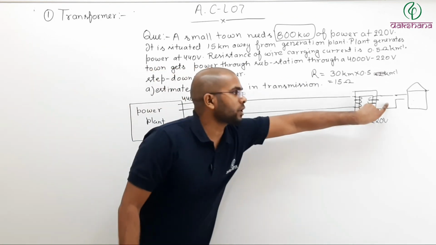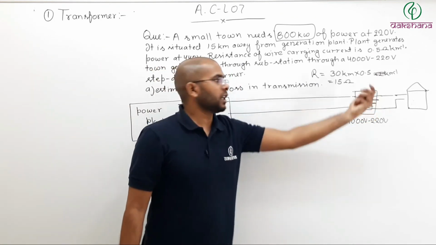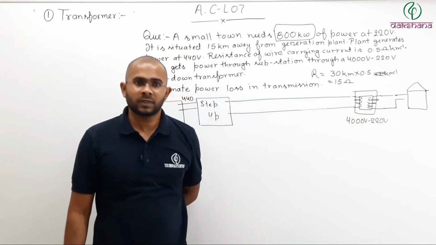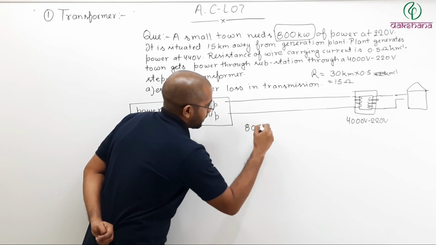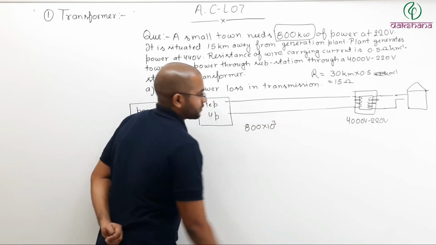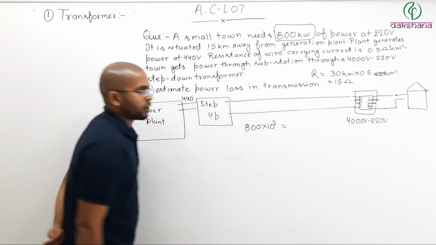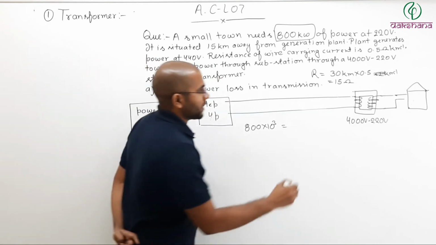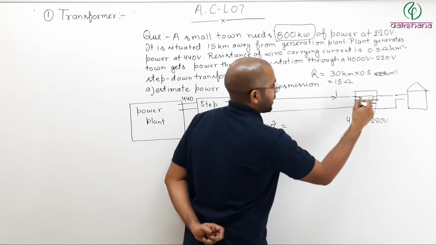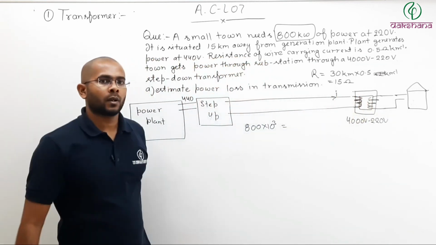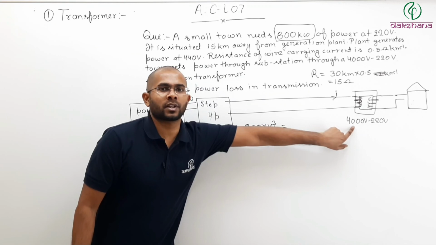So if the output is 800 kilowatt, input should also be 800 kilowatt, correct? So input should also be 800 kilowatt. Now let us assume that the current in this coil here is I. What is the potential here? 4000.